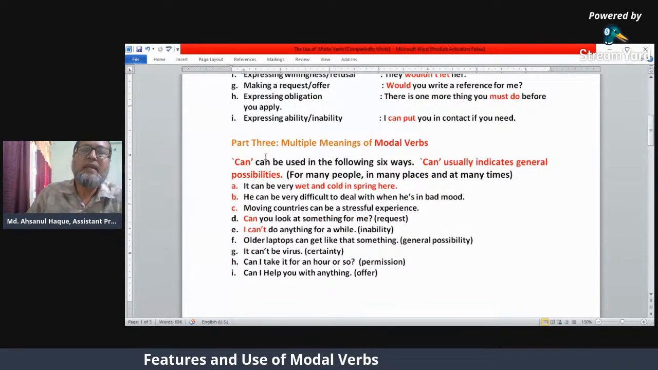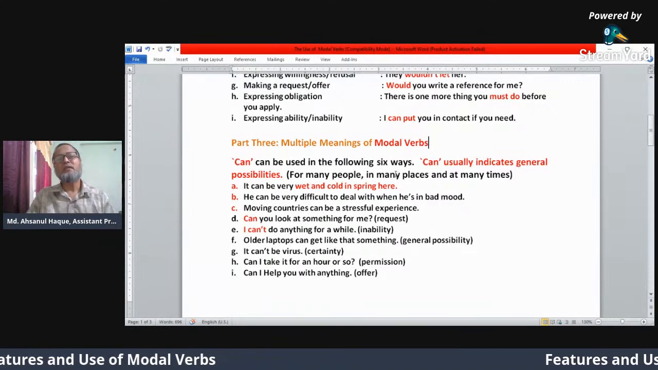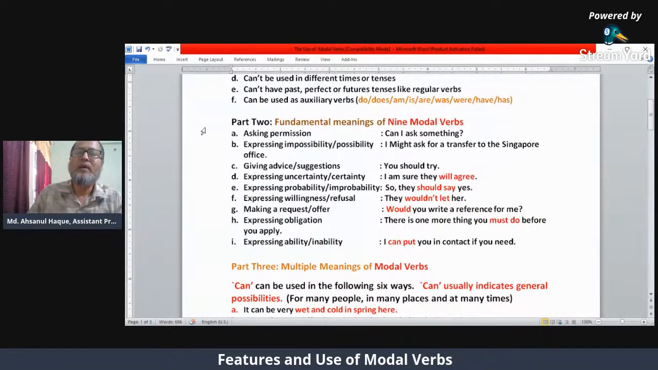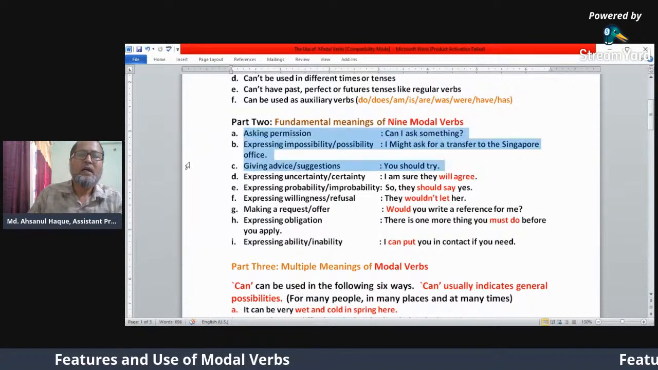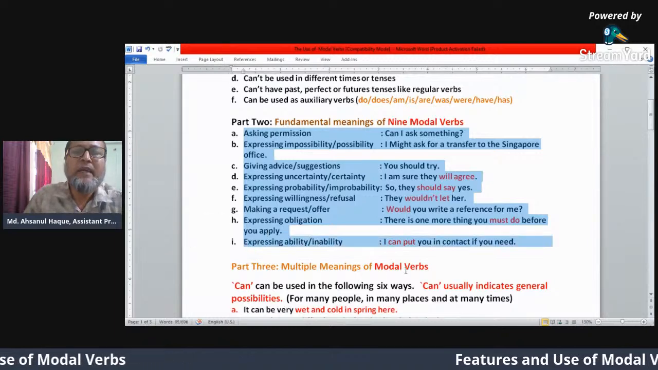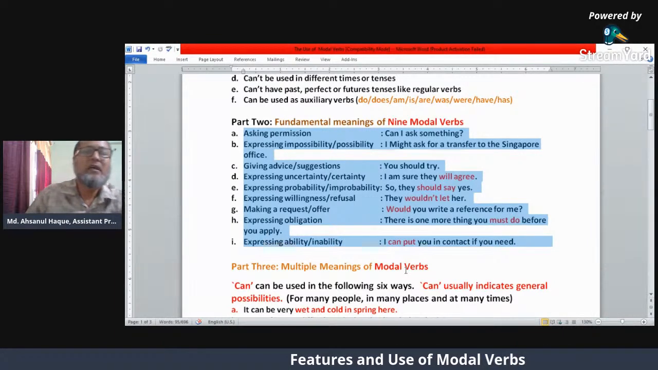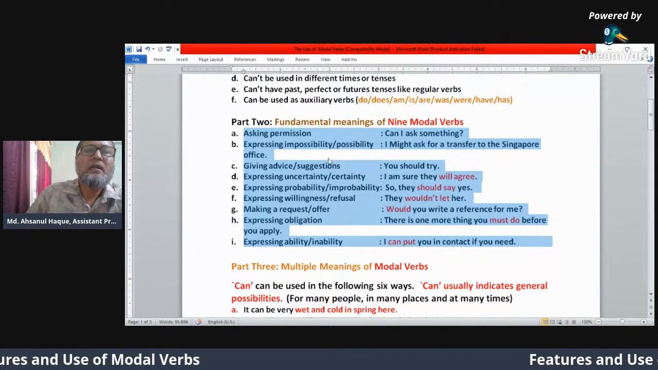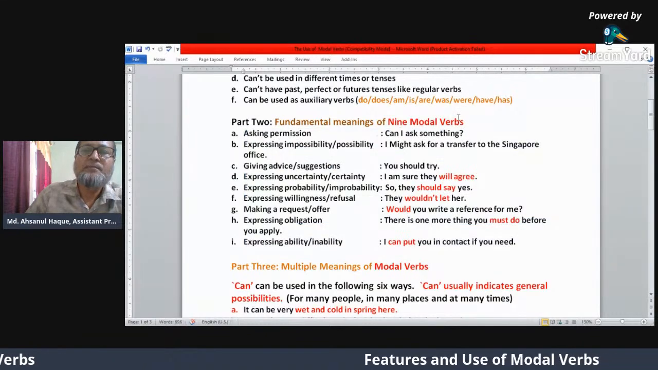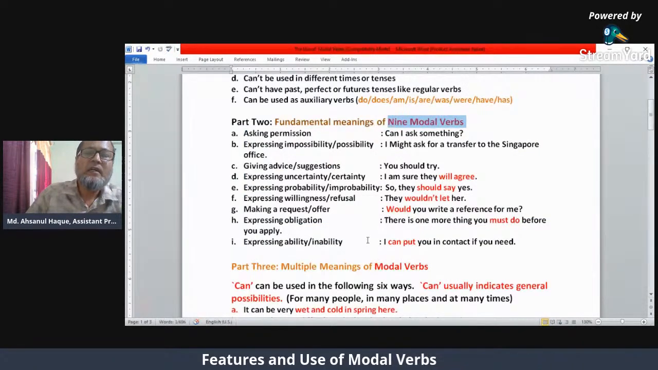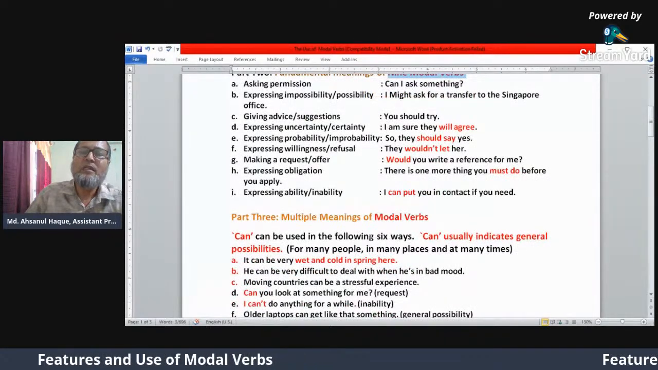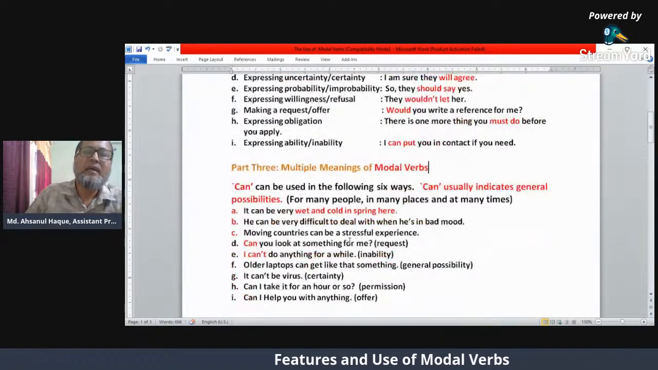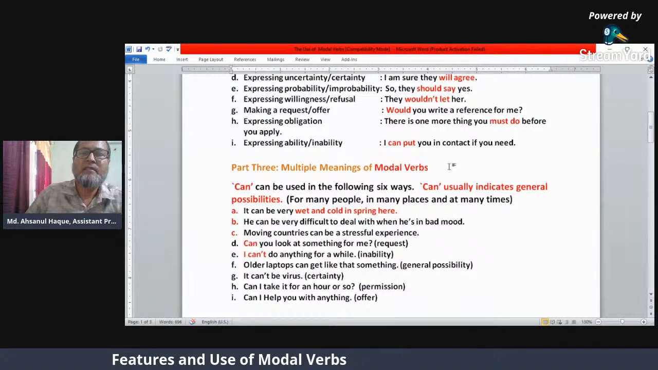Part 3, multiple meanings of modal verbs. I have said here that as we know, there are 9 modal verbs, and in this portion, I have shown 9 meanings. That means 9 features or 9 characteristics or 9 uses of the 9 modal verbs. But actually, a modal verb can be used in many ways, in different ways. That is why I have said multiple meanings of modal verbs.